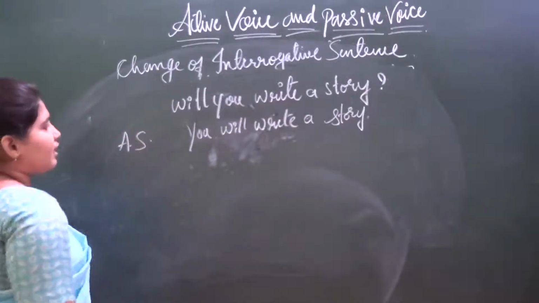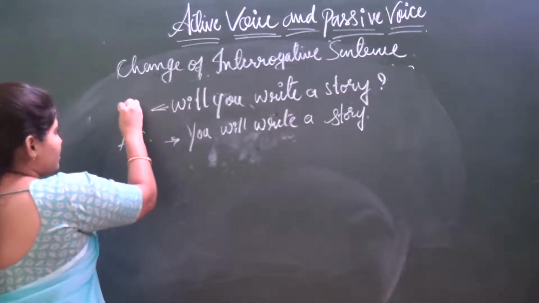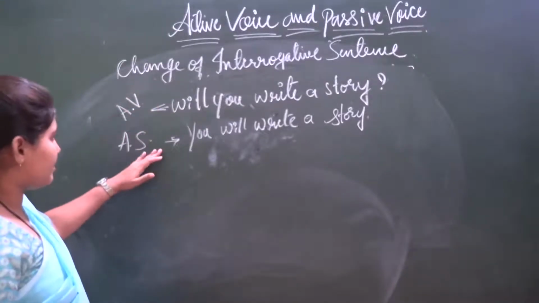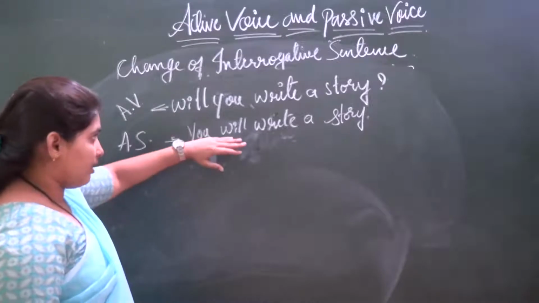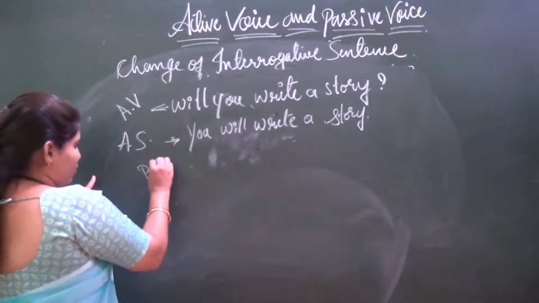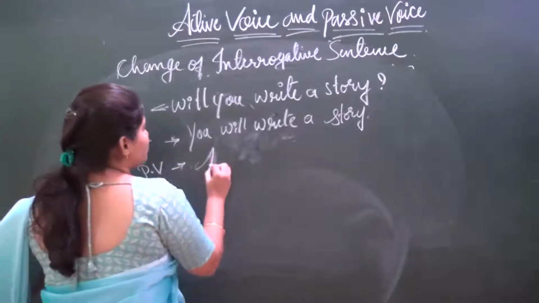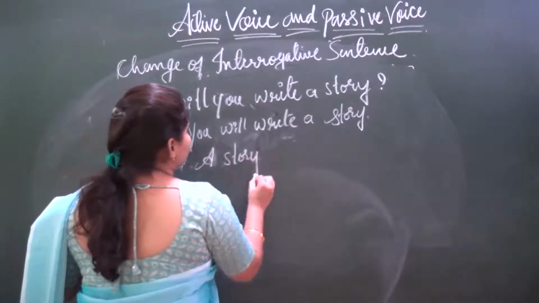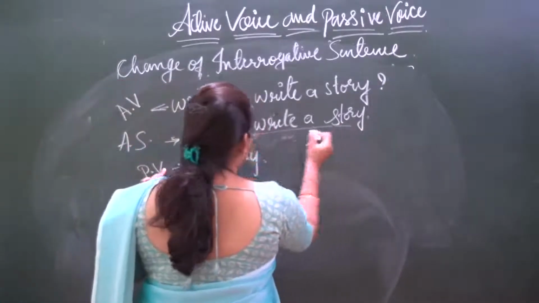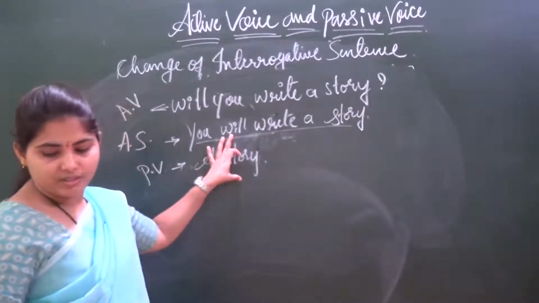Okay, assertive sentence. Now, this sentence is in active voice. This is the assertive sentence of the active voice. Now, you have to convert this sentence into the passive voice. What is the passive voice here? A story. One thing you have to observe is which tense it is. This is simple future.